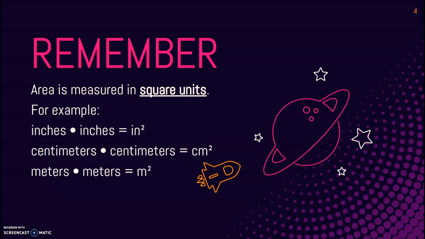Now remember, area is measured in square units. So for example, when we do inches times inches, we end up with inches squared. Centimeters times centimeters is centimeters squared, and meters times meters is meters squared. So when you're looking at any two sides of a shape and you multiply them together, you are going to make sure that your final answer for area is in the square units.